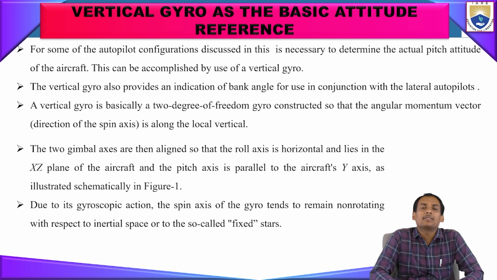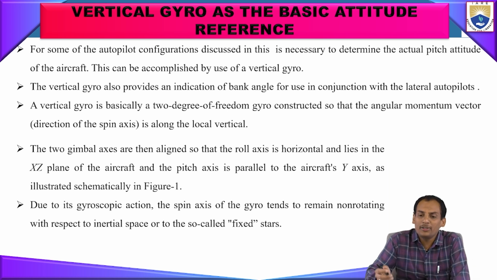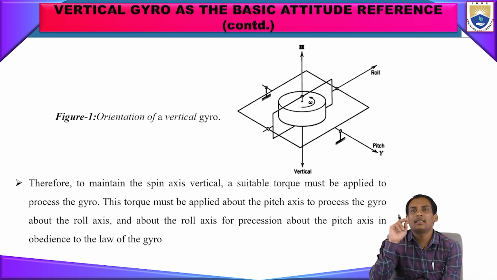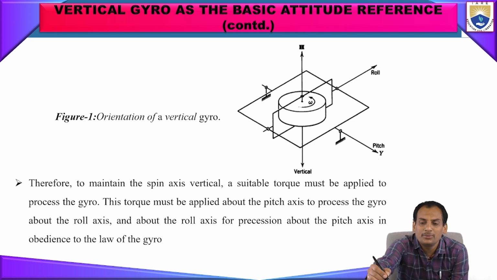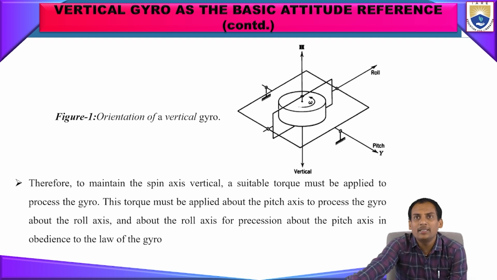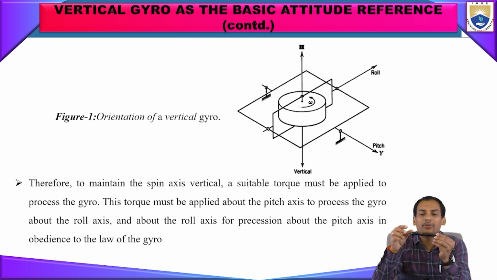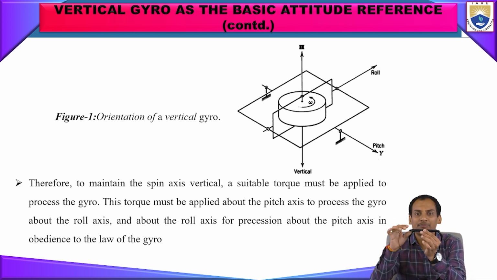For some autopilot configurations, as discussed previously, it is necessary to determine the actual pitch attitude of the aircraft. That can be accomplished by a vertical gyro, like the one in the figure. This is a gyro instrument with a vertical axis, a horizontal axis, and a pitching axis. Whenever movement happens, it is a three-axis system.